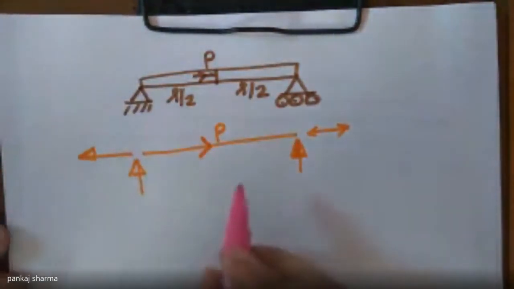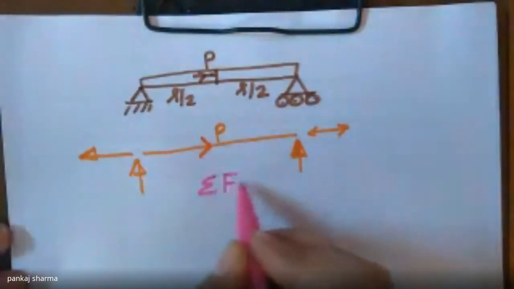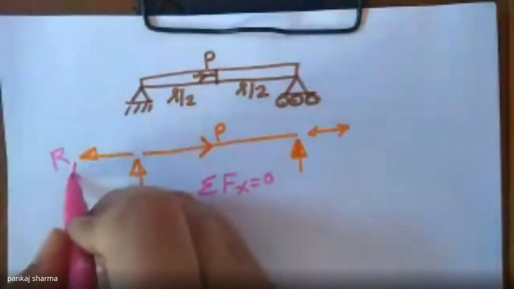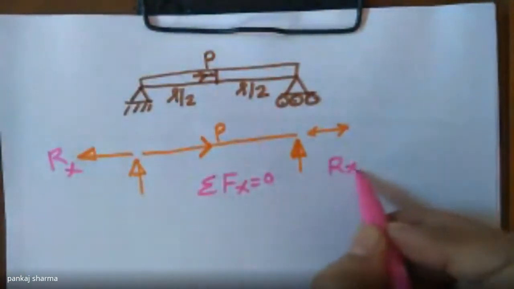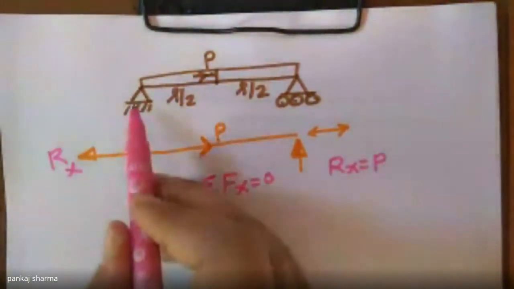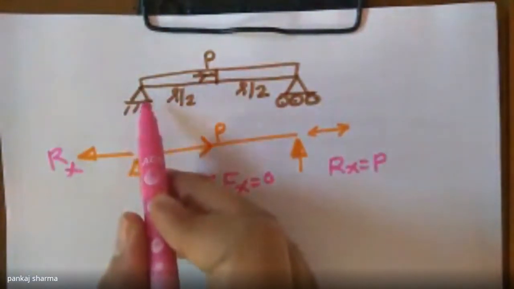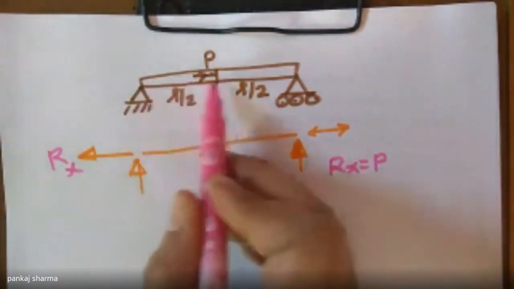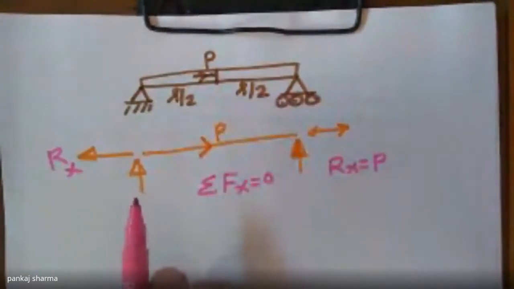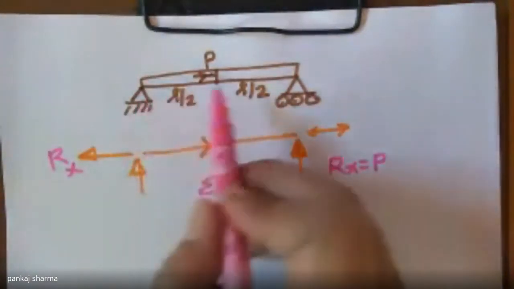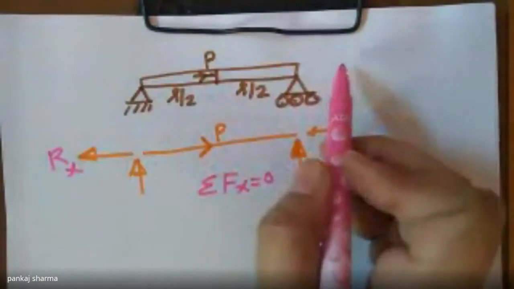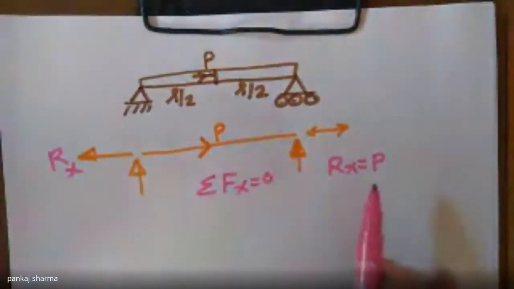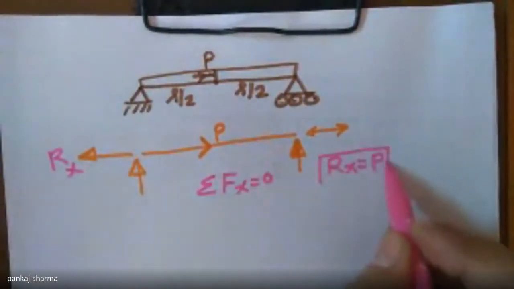So, using the equations of equilibrium, the summation of Fx is 0. So, we can write Rx equal to P, because this pin joint prevents the beam from sliding along this direction. Otherwise, if the pin is not there, the beam slides over the roller support, because it is simply a beam. So, Rx equal to P. This is the first one.